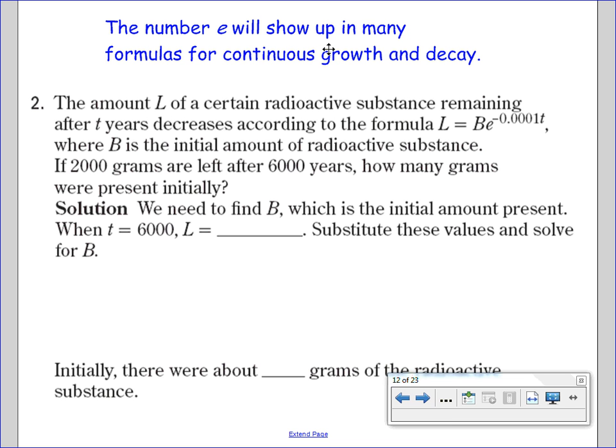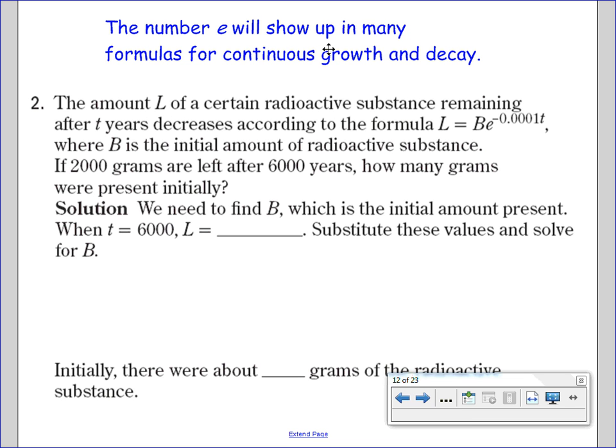Suppose that the amount L of a certain substance remaining after T years decreases according to the formula L equals B times e to the negative 0.0001 times T, where B is my initial amount of that radioactive substance, L is the amount left in grams, and T is the time in years. If 2,000 grams are left after 6,000 years, then how many grams were present initially? This is a classic example of how the number e is used for radioactive decay. We need to find B, which is the initial amount present.